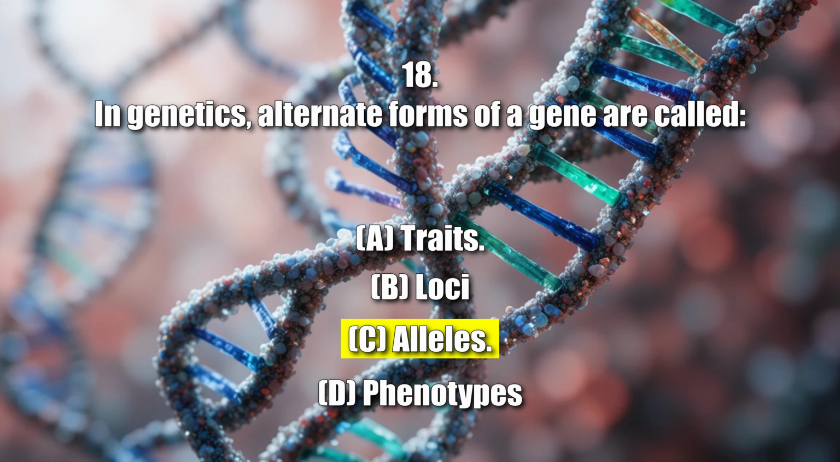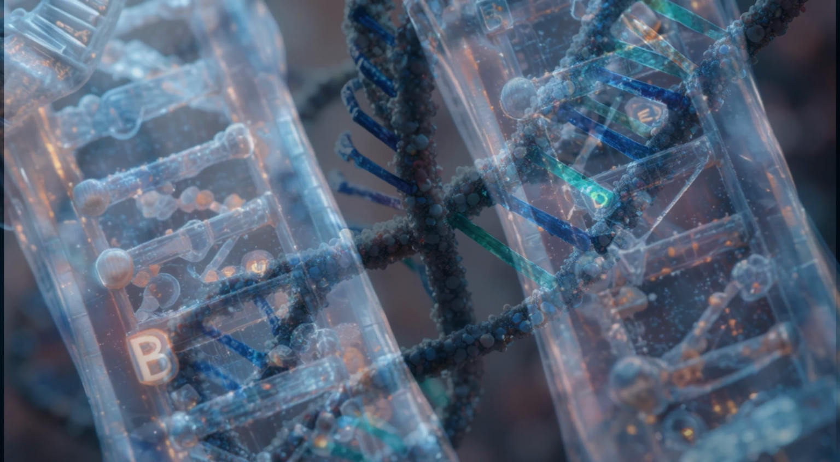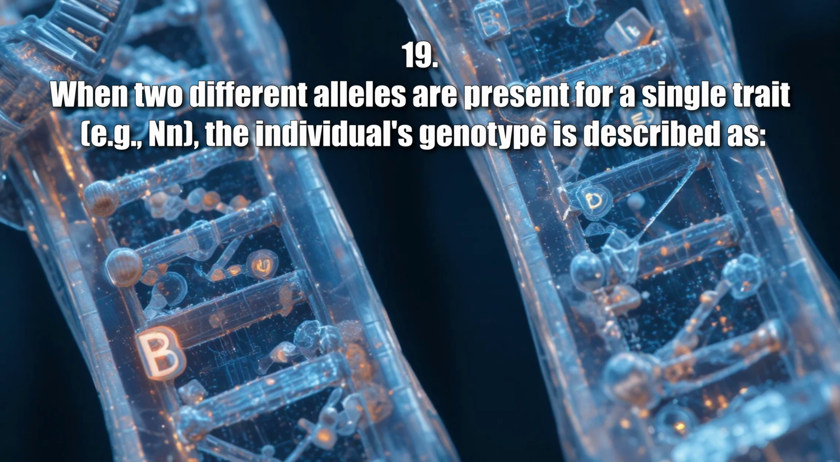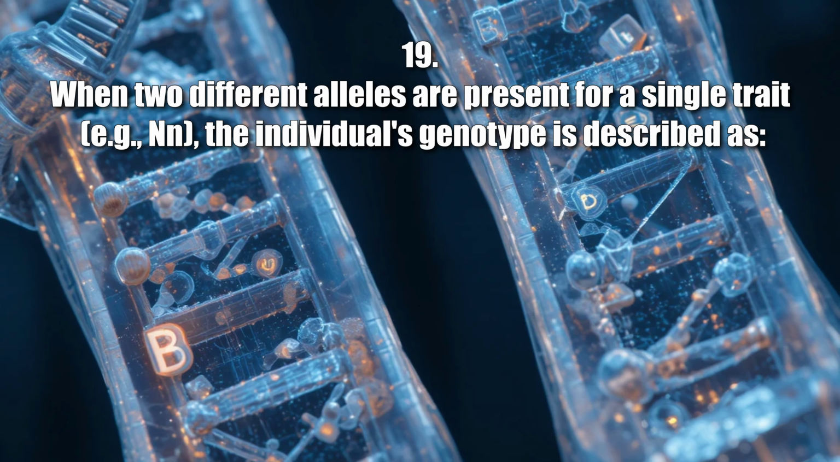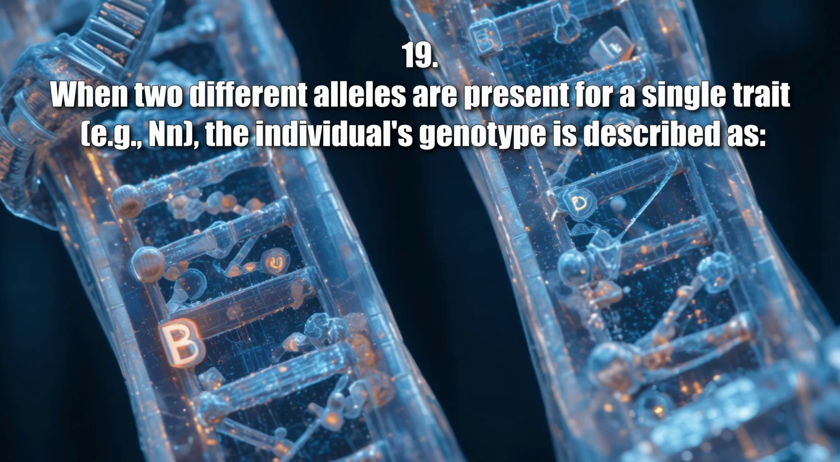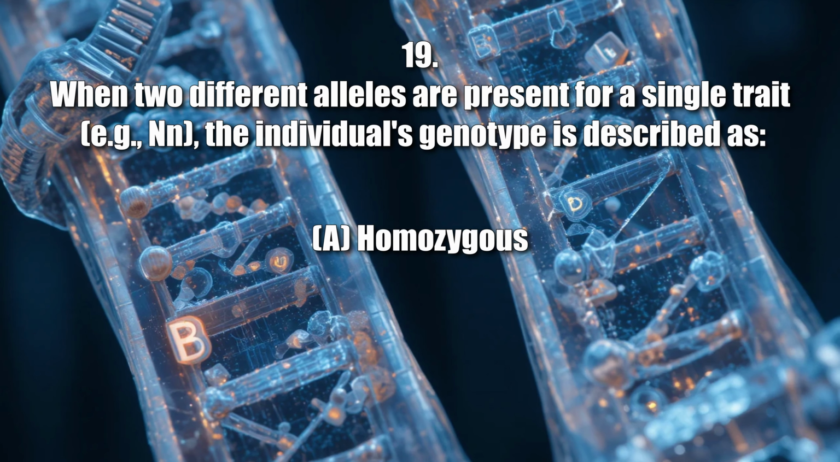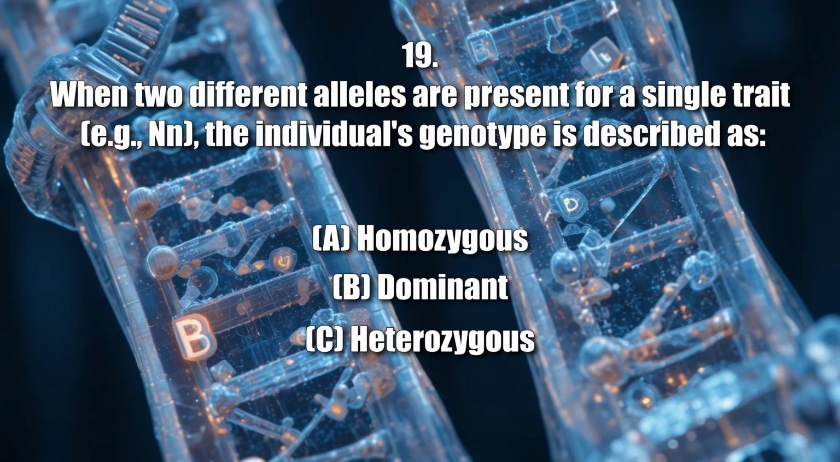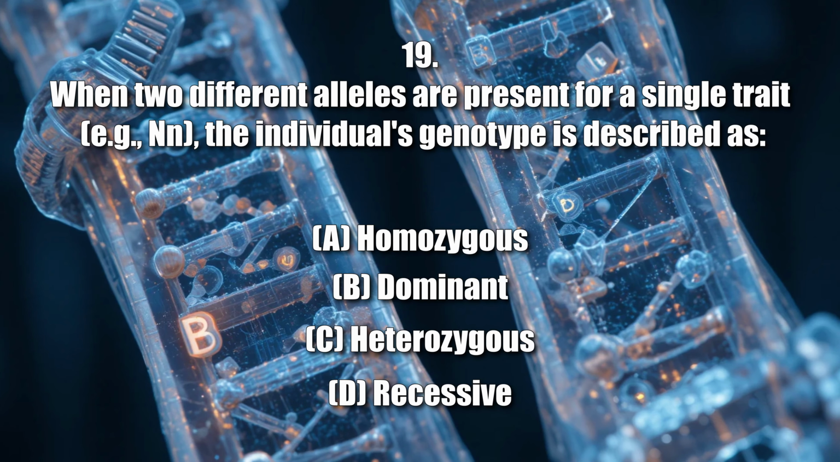The correct answer is C. Alleles. 19. When two different alleles are present for a single trait, e.g., an N, the individual's genotype is described as A. Homozygous. B. Dominant. C. Heterozygous. D. Recessive.